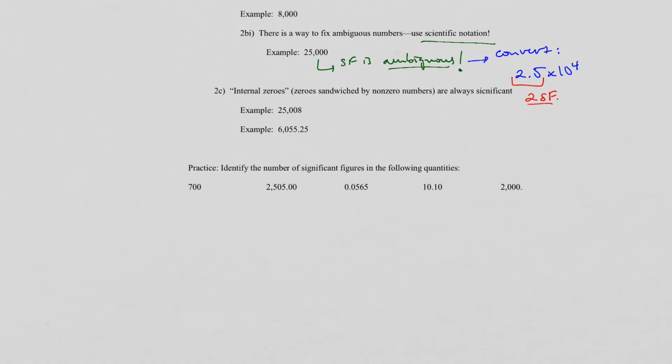So for practice, go ahead and identify the number of significant figures in the following quantities. Pause the video and try to do this before I give you the answers. I hope you tried these, and we're going to go through them pretty quickly. In the event that any of these would be ambiguous, though, make sure that you convert to scientific notation to show how many sig figs there would be.